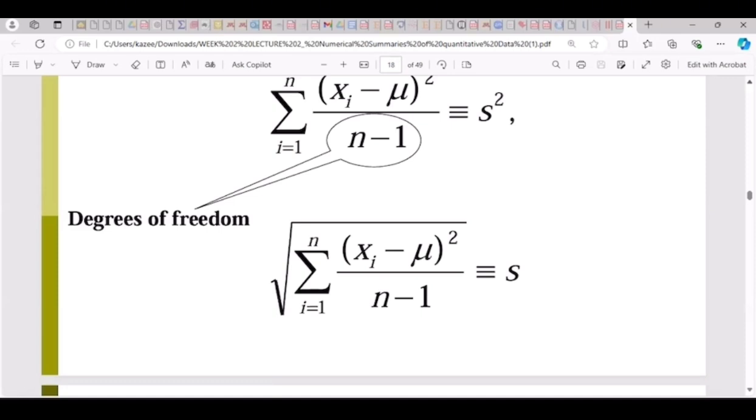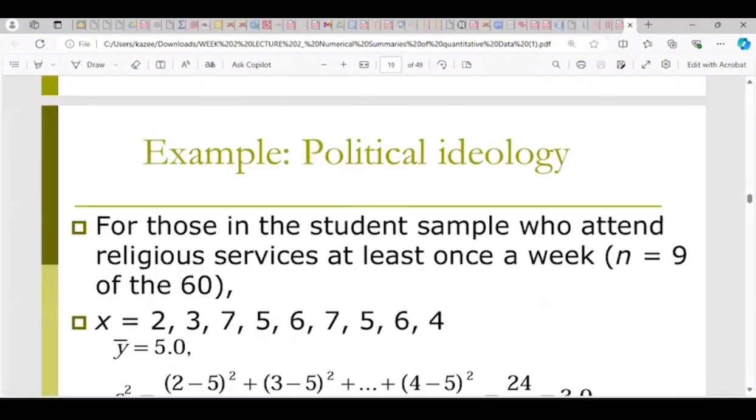Does that make sense? And that is the reason why we divide by n minus 1. The n minus 1 is the number of data points that we allow to vary. It is not all of them that will vary anymore when the mean is already computed. Okay, now the next thing, let's start applying that.